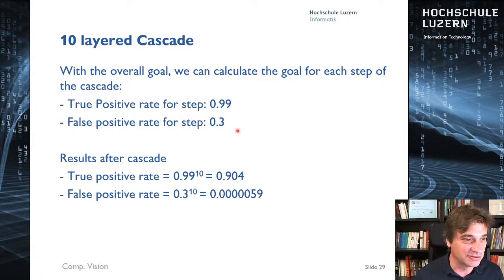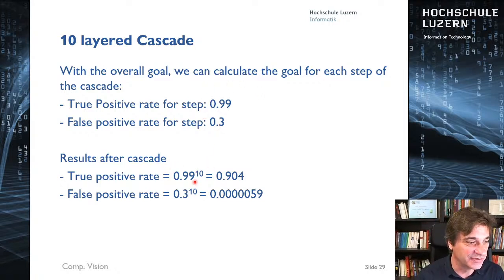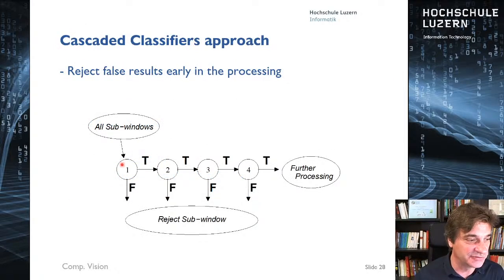And with those goals for each classifier step, you can then calculate what you get with a cascade of 10 of those classifiers behind each other. Your true positive rate, if you take it to the power of 10 because they multiply, will still be 90%, while your false positive rate, from 0.3 to the power of 10, will be very small, and so you could then fulfill the goal. And the idea is then you use only some of the features in each classifier step, so you reduce the processing time there.